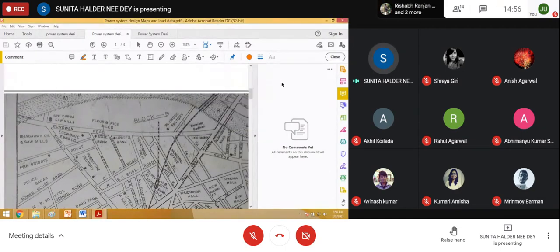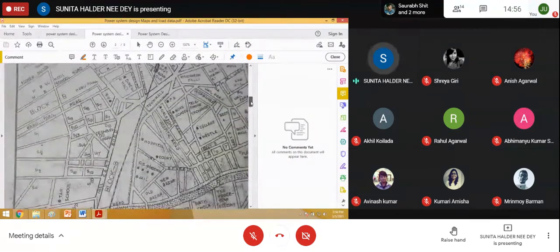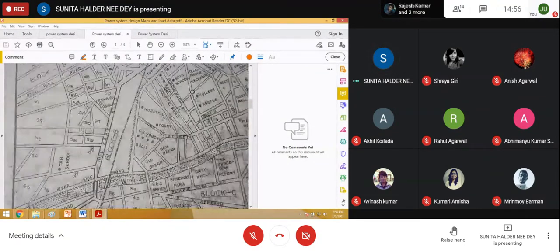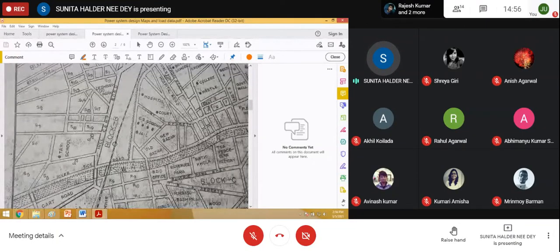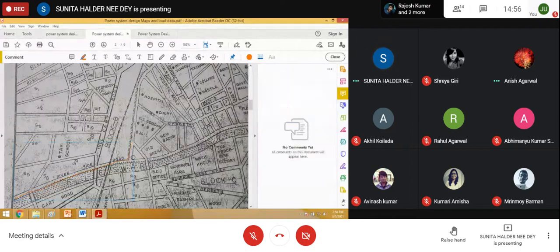So for the map, say for block B, there will be a boundary given. Where is it? This one, not this one. This one is the roadway. This is the boundary. Can you follow the red color I am drawing in the map? Can you follow it? Yes, ma'am. Now one thing is there. Let me delete this one. You can see this hash line here.